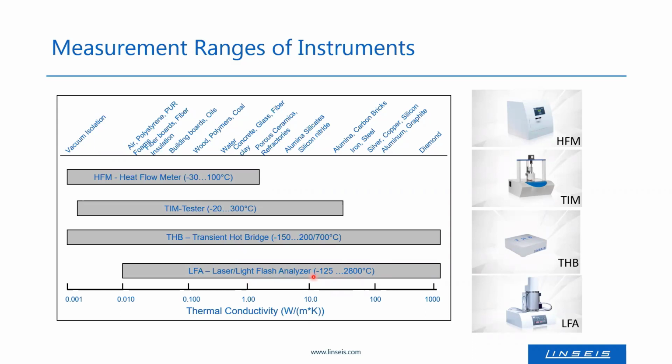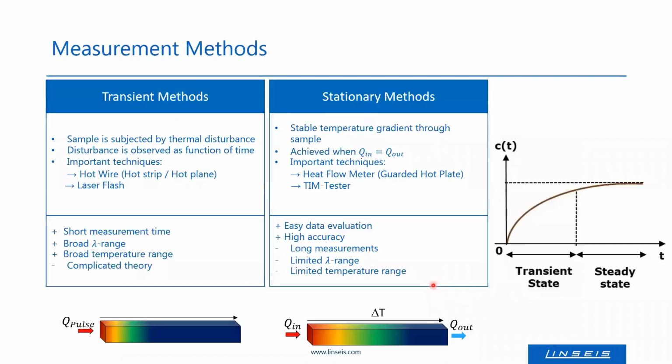The thermal conductivity measurement range is the broadest for the transient hot bridge and for the laser flash analyzer. Both are able to analyze low conducting materials and very high conducting materials. So the measurement methods are separated in 2 groups, the so-called transient or time-dependent methods and the stationary methods.